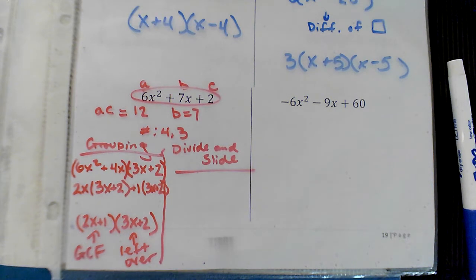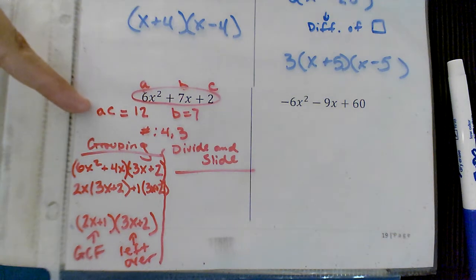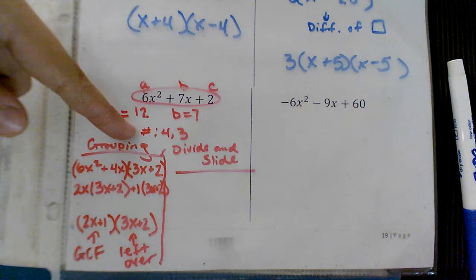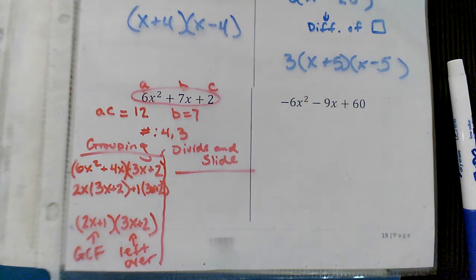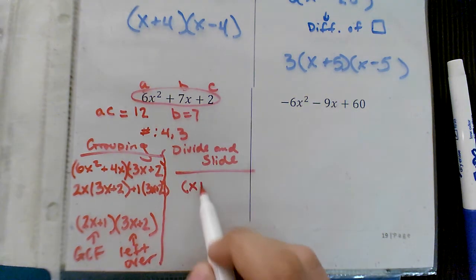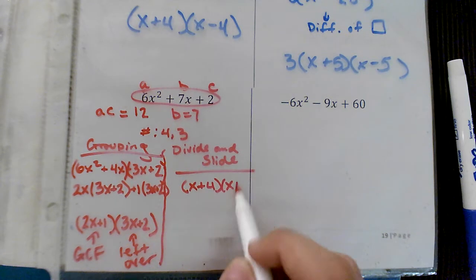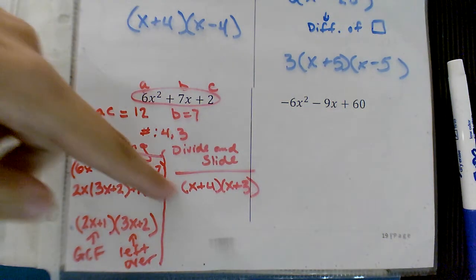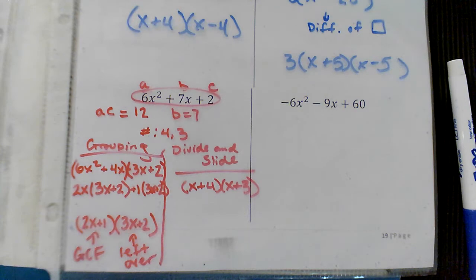How this one works is actually convenient, okay? It starts out the same way as grouping. We still have to multiply A times C, we still have to label B, and we have to figure out those special numbers, okay? We still have to do that. But from here, we're simply going to write x plus 4 and x plus 3. Okay, those special numbers we found, those are our factors.